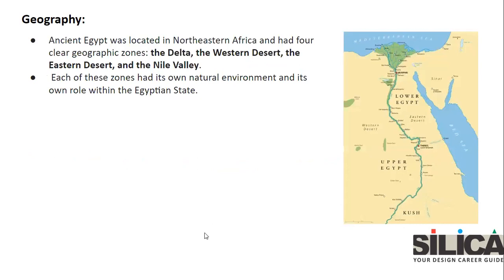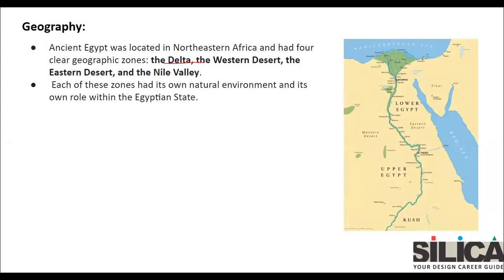Talking about the geography, ancient Egypt was located in northeastern Africa and had four clear geographic zones: the delta zone, which we can observe in this green zone, the west desert, east desert, and Nile River Valley. Each of these zones had its own natural environment and its own role within the Egyptian state.